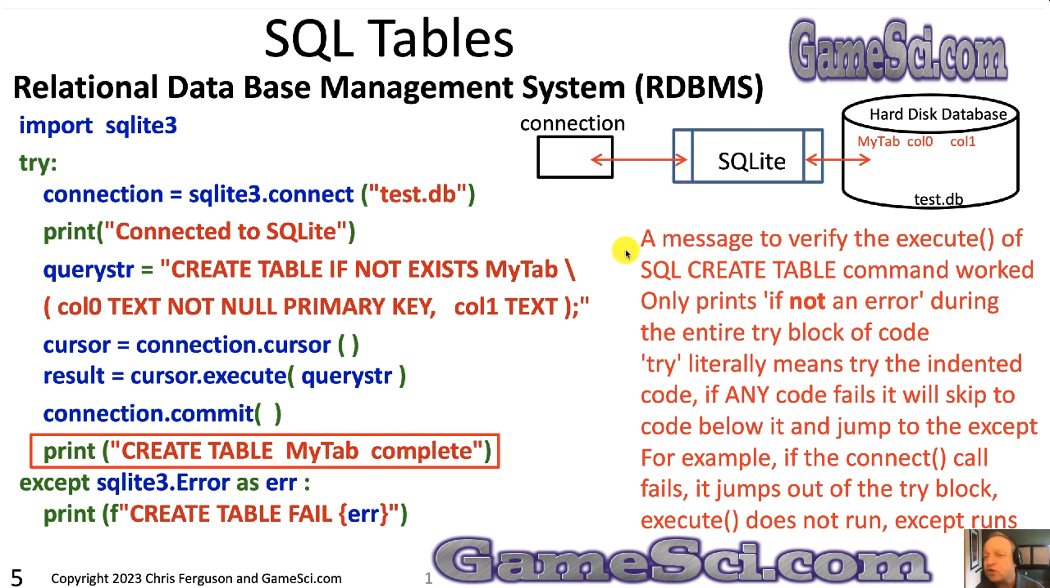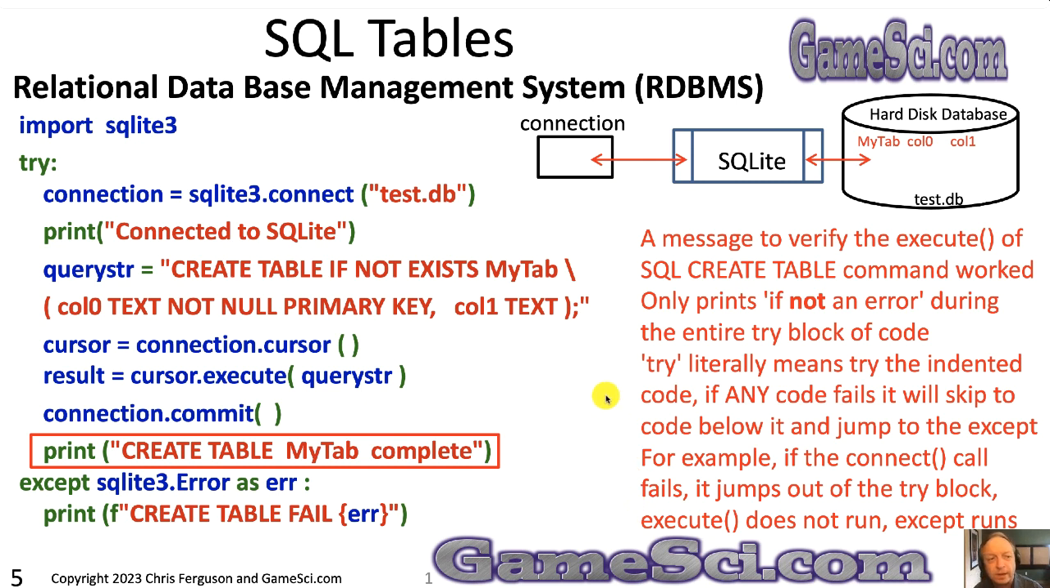A simple message to verify the execute of the SQL create table command worked. It only prints if there is no error during the entire try block of code. Try literally means try the indented code. If any code should fail, it will skip the code below it and jump to the except command. For example, if the connect call fails, it jumps out of the try block, execute doesn't run, and except runs.